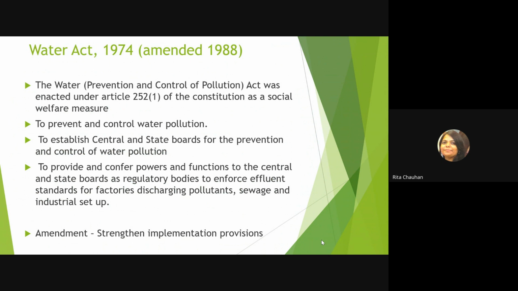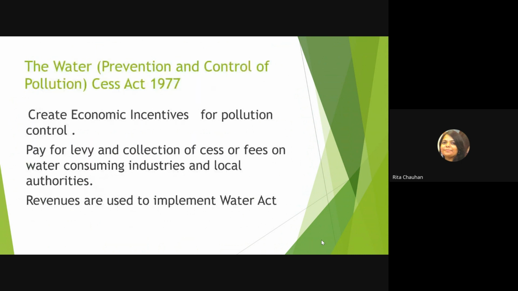To fulfill this act, we have central and state pollution control boards which have the responsibility to prevent and control water pollution. In this act, powers and functions are given to both the central government and the state governments to protect the water bodies against water pollution.